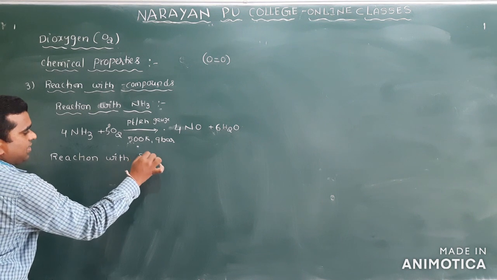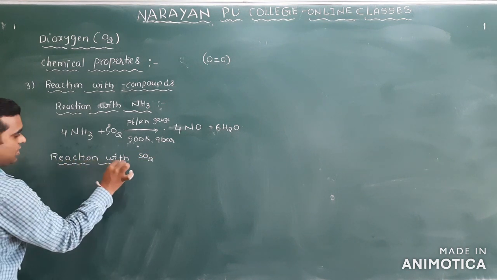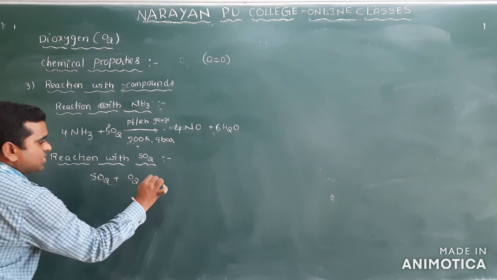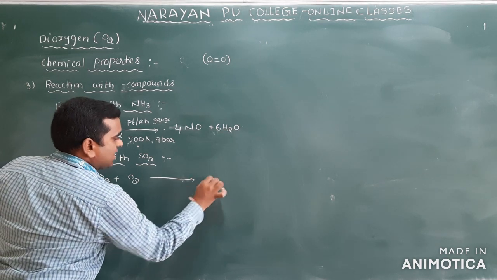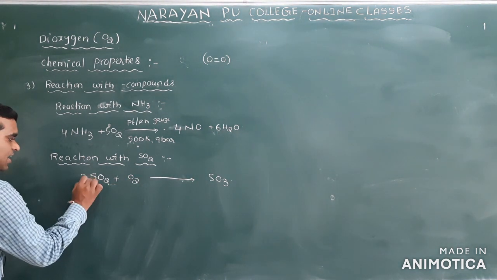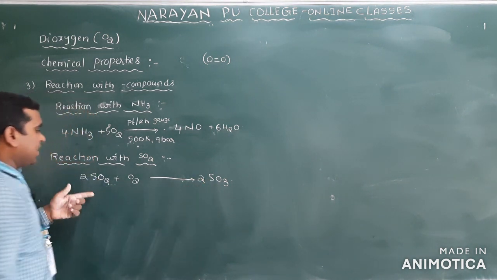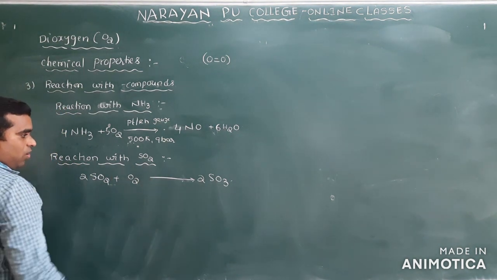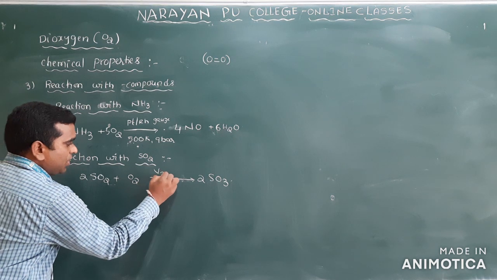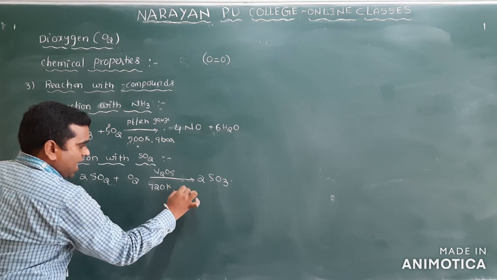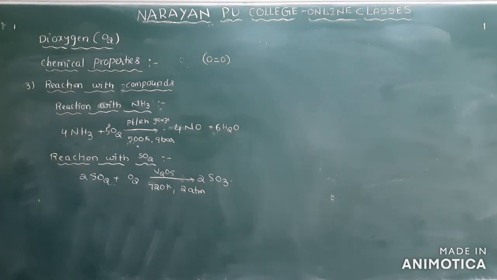Next one, reaction with sulfur dioxide, SO2. Clear? So you know that sulfur dioxide plus oxygen, you will get sulfur trioxide. Sulfur dioxide reacts with oxygen, what will you get here? Sulfur trioxide. Balance it: take 2 moles here and 2 moles here, then it is automatically balanced. But here also you have to maintain the catalyst. V2O5 we take as a catalyst, 720 Kelvin temperature and 2 atmospheric pressure or 2 bar pressure.